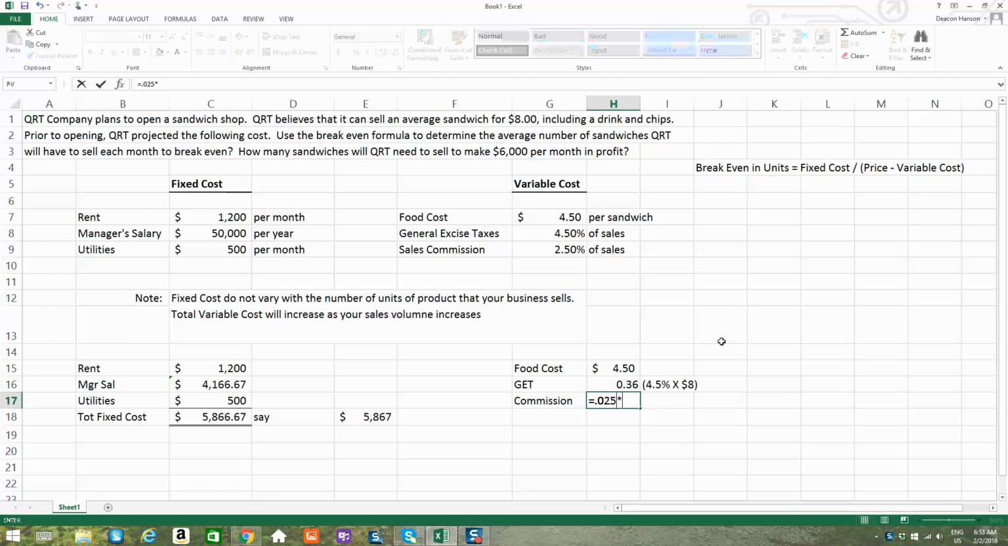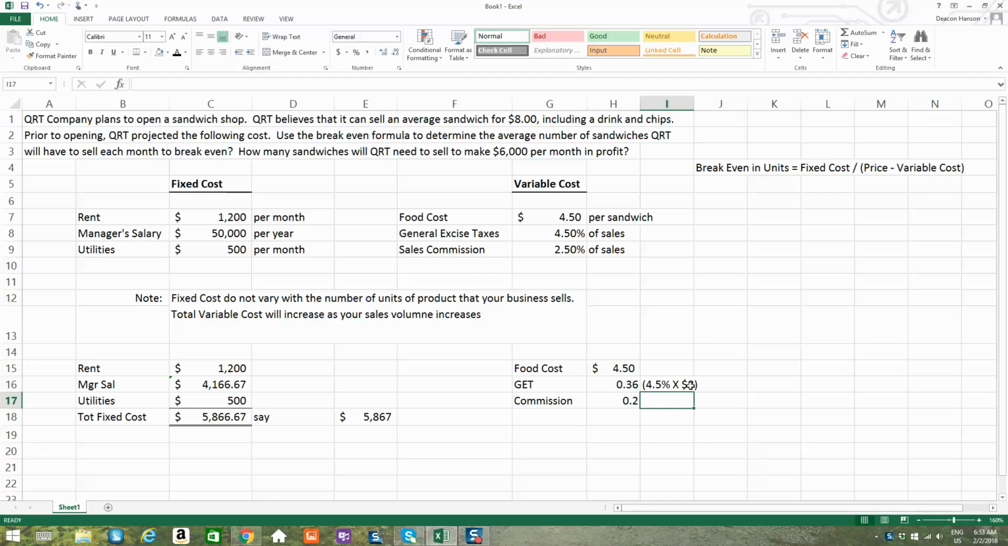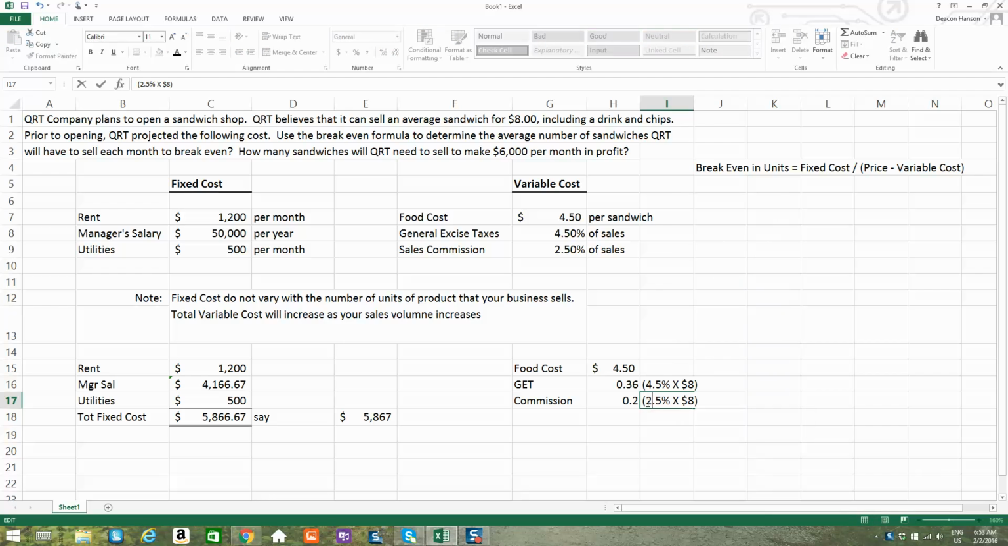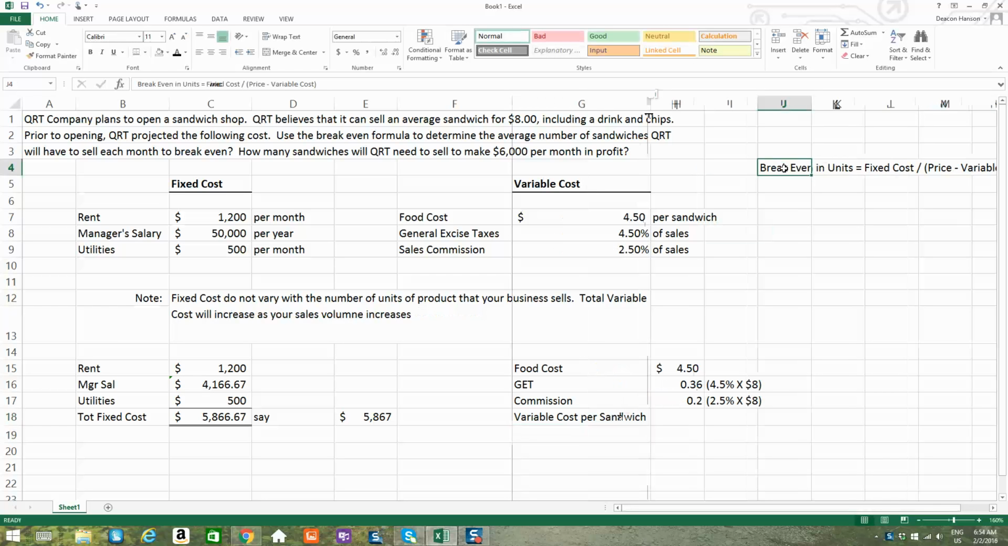So if I were to add that up, this would be my variable costs per sandwich. Okay? Which in this case is the unit. We're selling sandwiches. Okay. So if we add that up, we got $5.06 per sandwich.